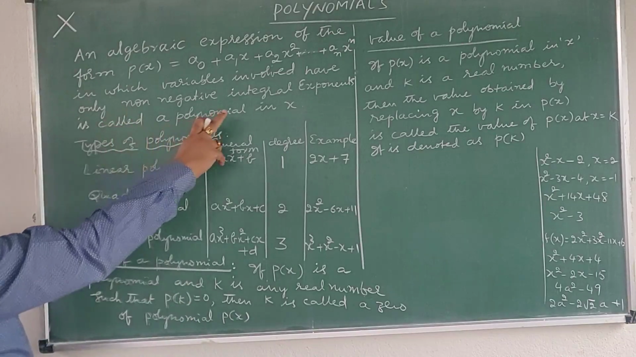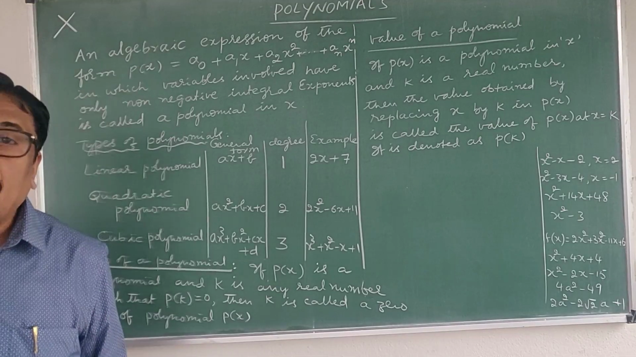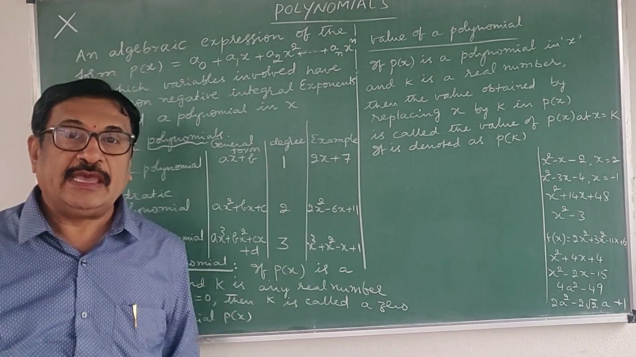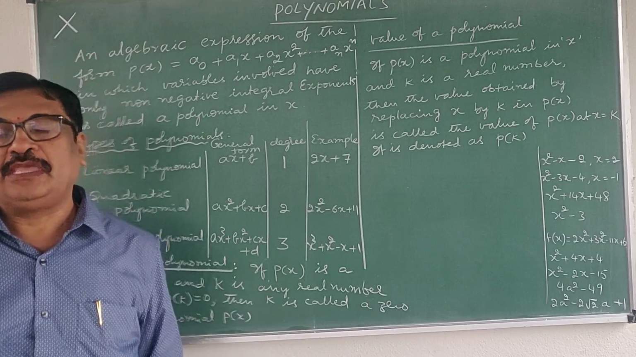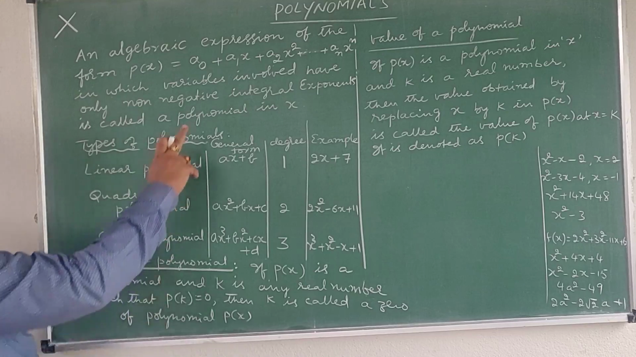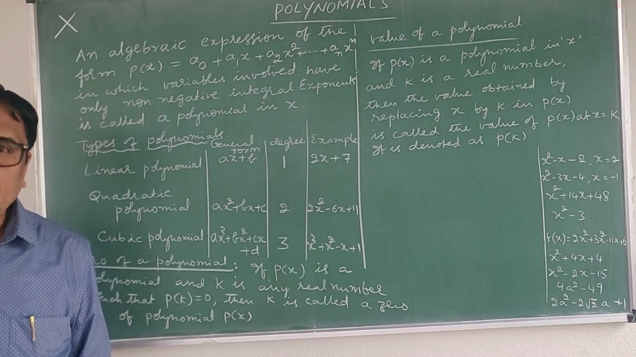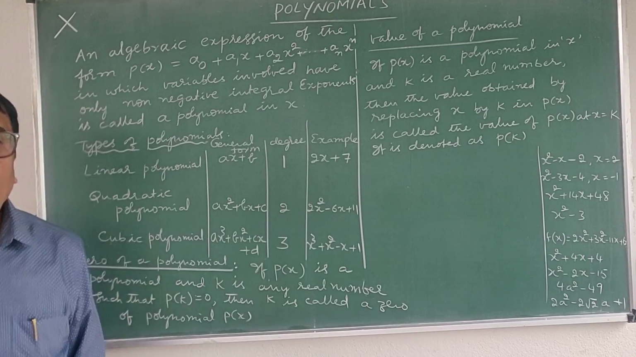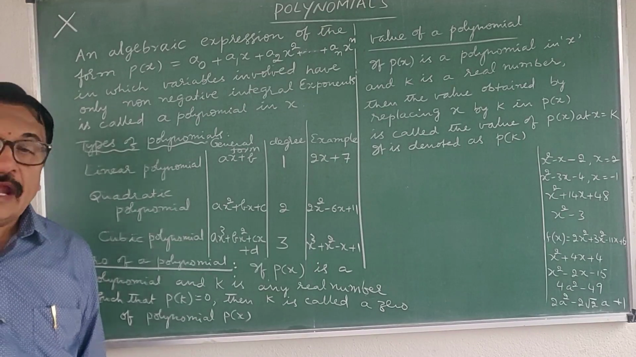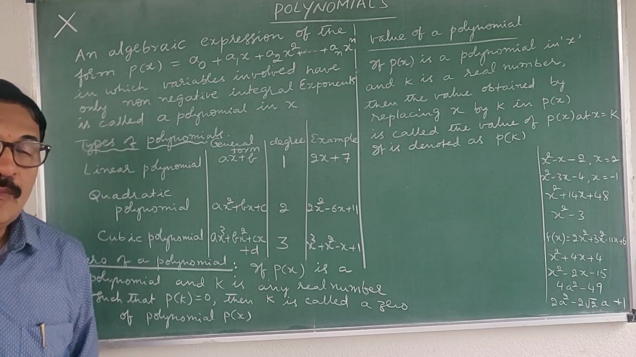He says the variables involved have only non-negative integral exponents. That means non-negative means positive. Integral means what? We say, he is an integral part of the team, meaning a necessity, or it is the whole. So here these are all non-negative integers, in other words. Supposing the power is a negative integer, then that particular expression we don't call a polynomial.